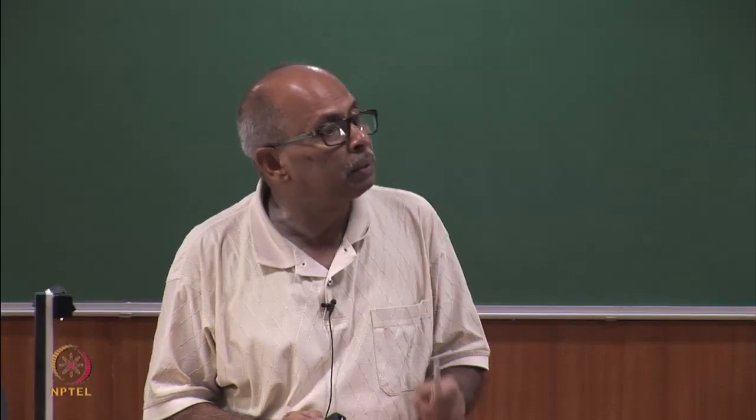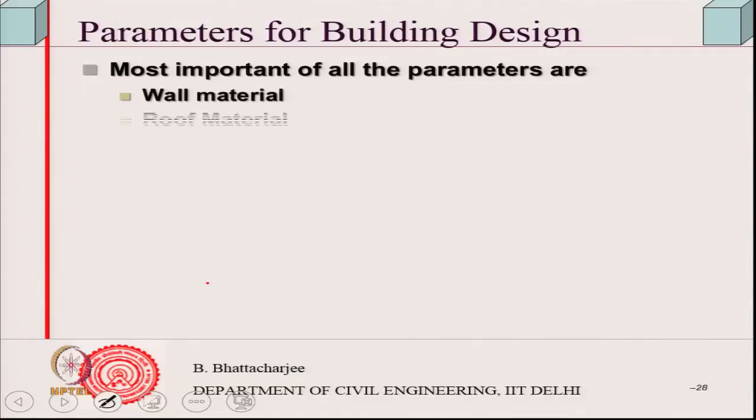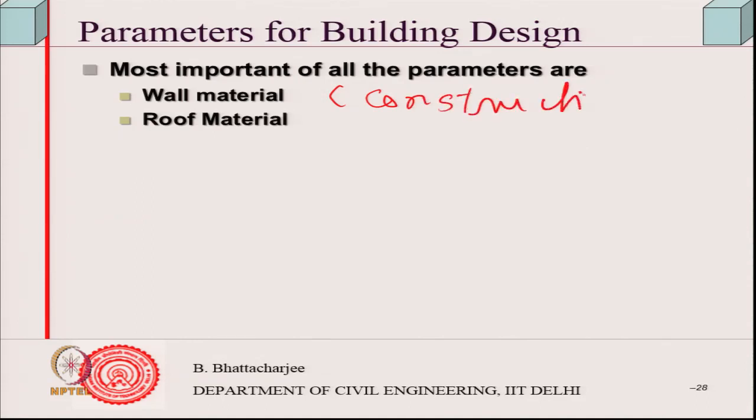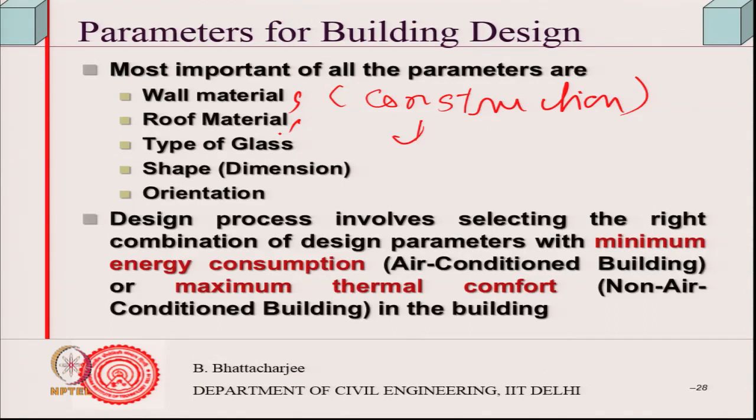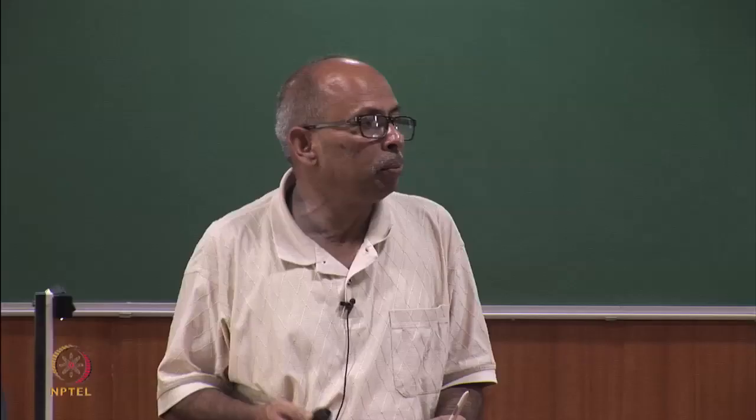So most important of all these parameters are wall material, roof material, or construction. I rather like to call them construction. There will not be one material, but many of them may be there, because it can be a layered construction. Type of glass that you are using, shape, orientation. Therefore, the design process will involve selecting the right combination of design parameters, or values of the decision variables, for minimum energy consumption or maximization of thermal comfort, right? So in the building, that's actually what your design process should be.